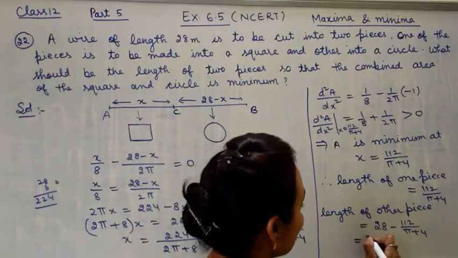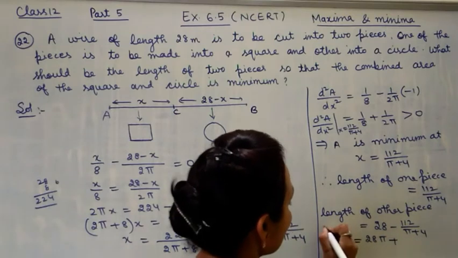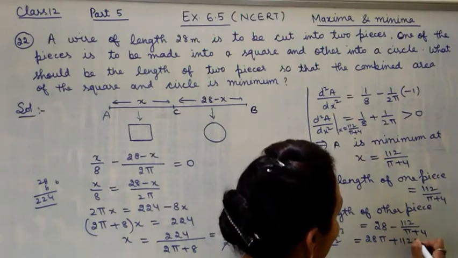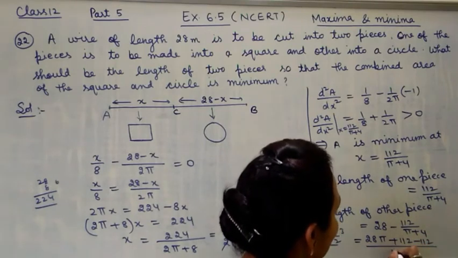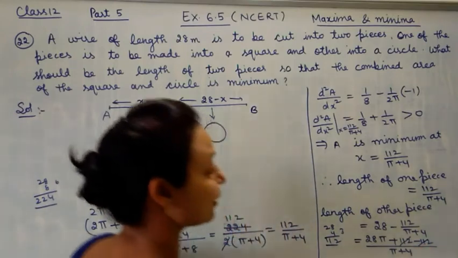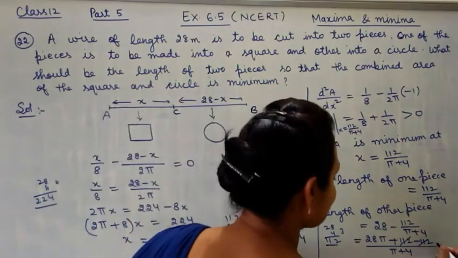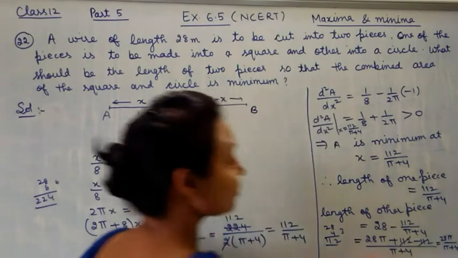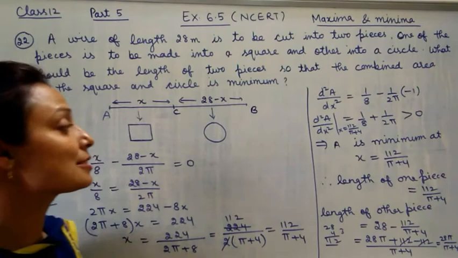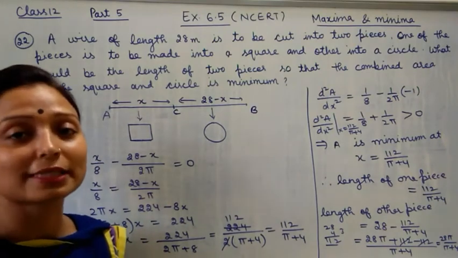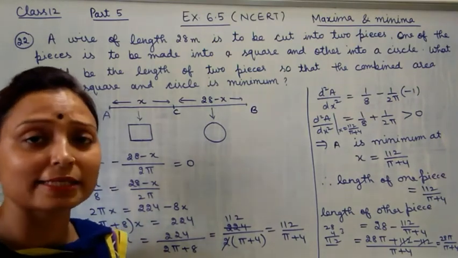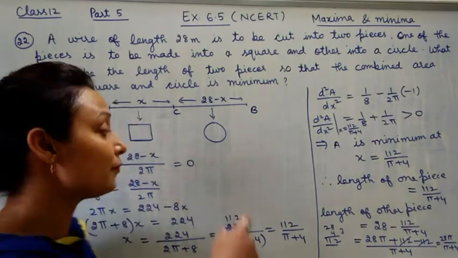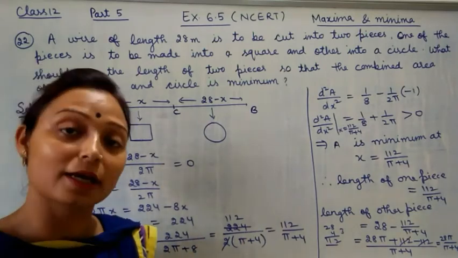When you take the LCM, 28 pi plus 28 4s are 112, minus 112, upon (pi plus 4). The second value is 28 pi upon (pi plus 4). So this is the length of the second part. This is the way to solve this question. The question is very easy; you only have to understand the function on which your whole question depends.